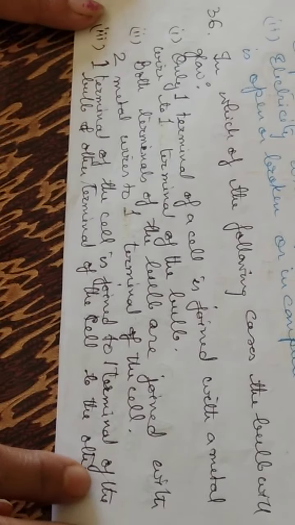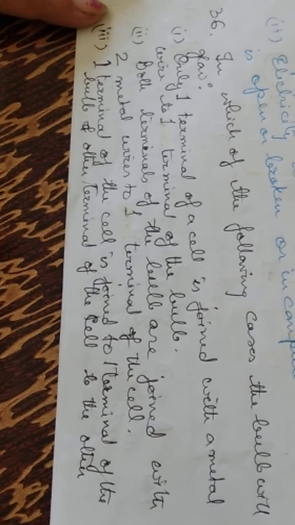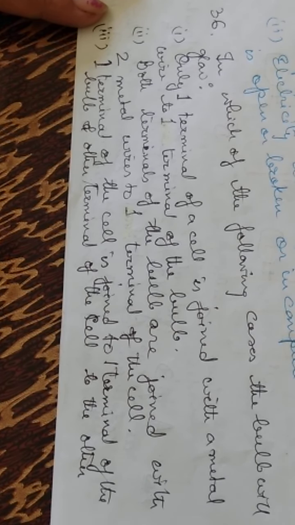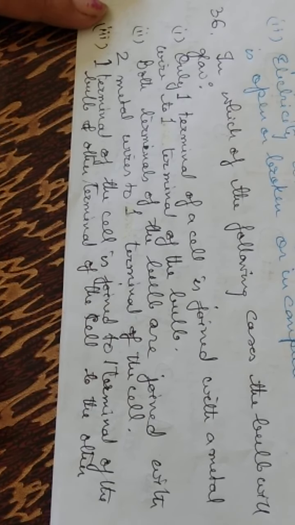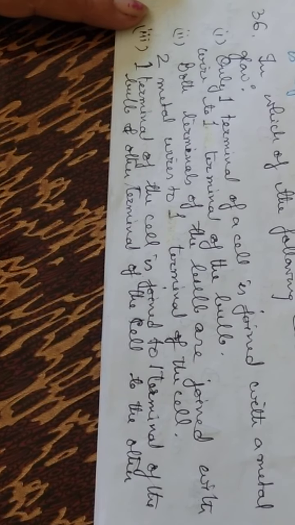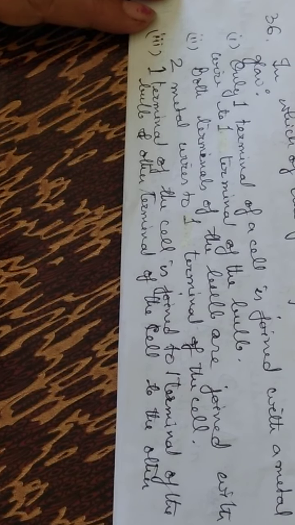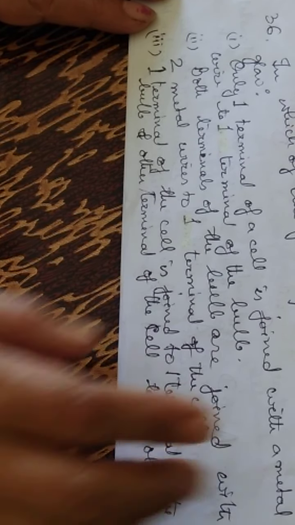Now, next question: in which of the following cases will the bulb glow? First case is only one terminal of a cell is joined with a metal wire to one terminal of the bulb. Then, both the terminals of the bulb are joined with the two metal wires to one terminal of the cell. Then, one terminal of the cell is joined to one terminal of the bulb and the other terminal of the cell to the other terminal of the bulb. So the case will be the third one, where the circuit is complete.